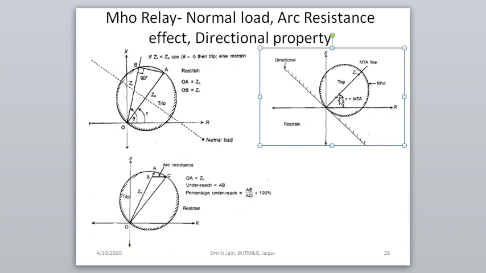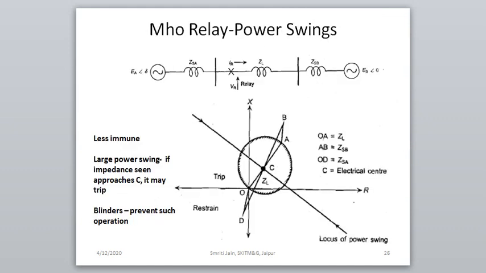Now the simple impedance relay, we have seen, is not directional. Reactance relay is also not directional, but a Mho relay is a directional relay, since it operates only in this direction. This is the trip region, and outside of this circle is the restraining region. So it only operates for this region. So it is a directional relay.